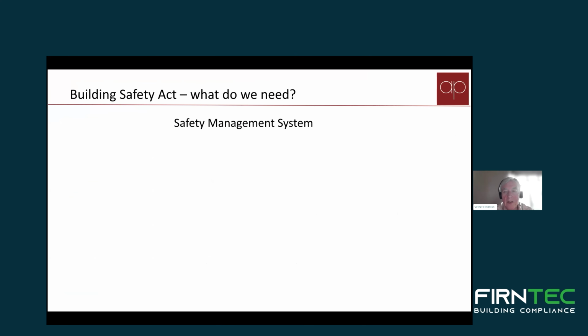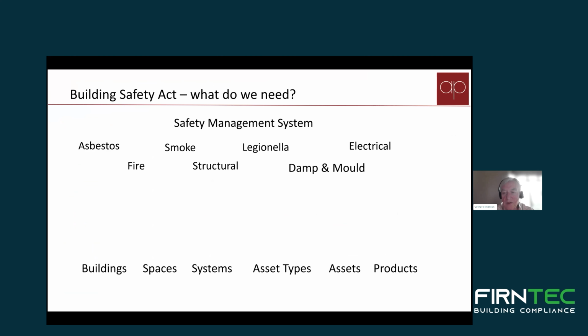Basically, the key thing that everybody needs now is a safety management system. And that really is covering the risks that people are exposed to. And part of that is making sure that you know where those risks may be in the building and also what actions people are taking to address them.